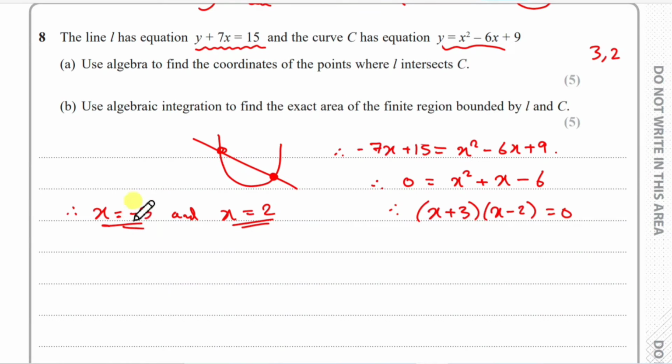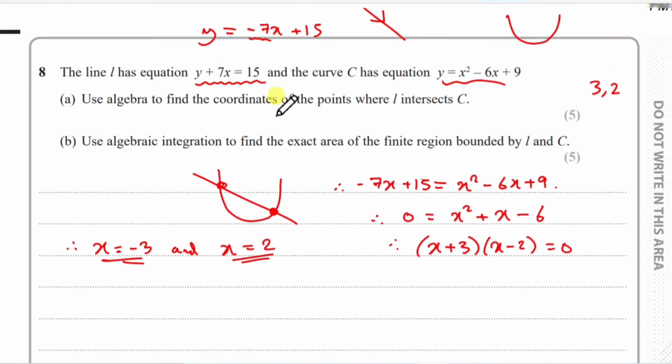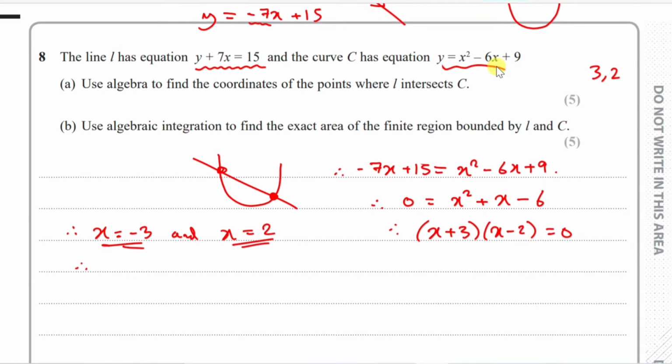So now all we got to do is plug these values back into either the quadratic or the line. Well, I'm going to use the line because it's way easier. So replacing your x values into the y equation. So for example, the first one would be y equals minus 7, open bracket, minus 3, plus 15. Putting that into the bracket, you should get an answer of 36. So the first coordinate would be minus 3 and 36. If you plug in 2, you should get 1. So the second coordinate would be 2, 1. And that's it, guys. That's literally part A done.